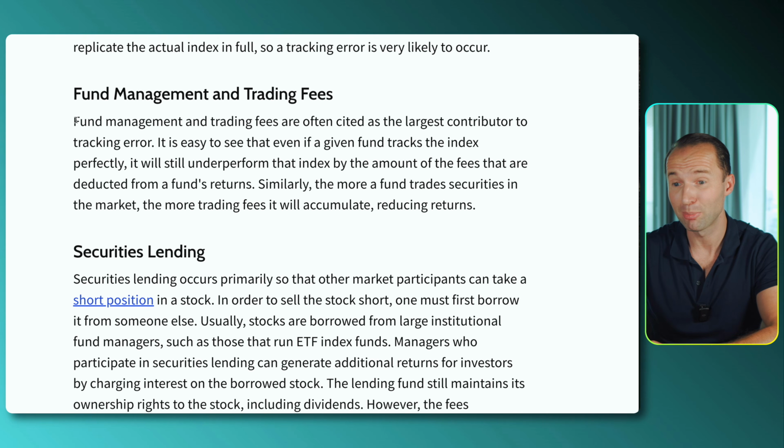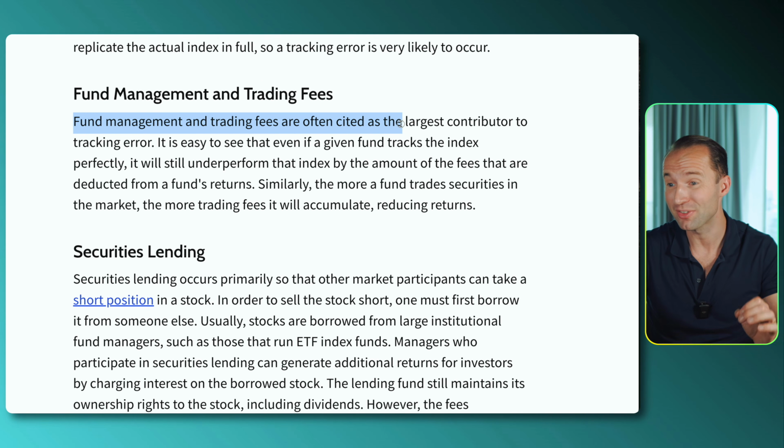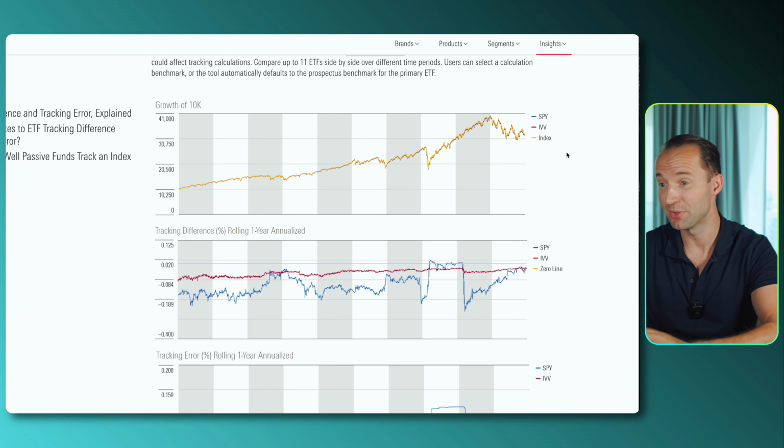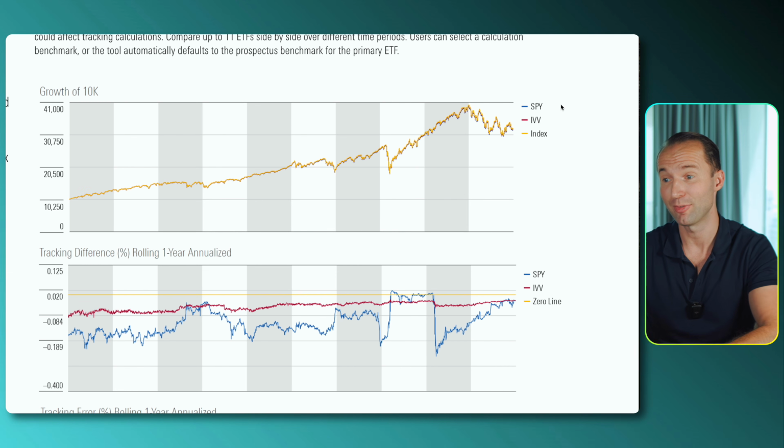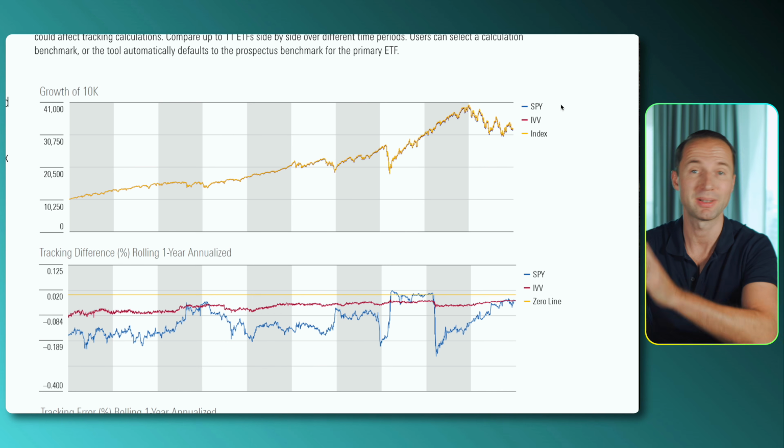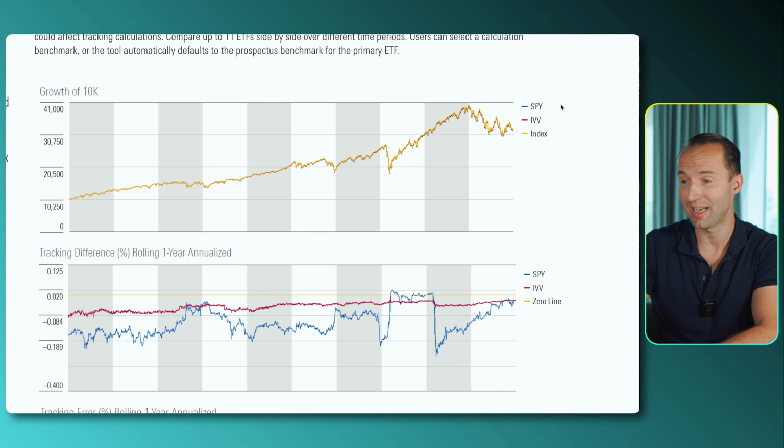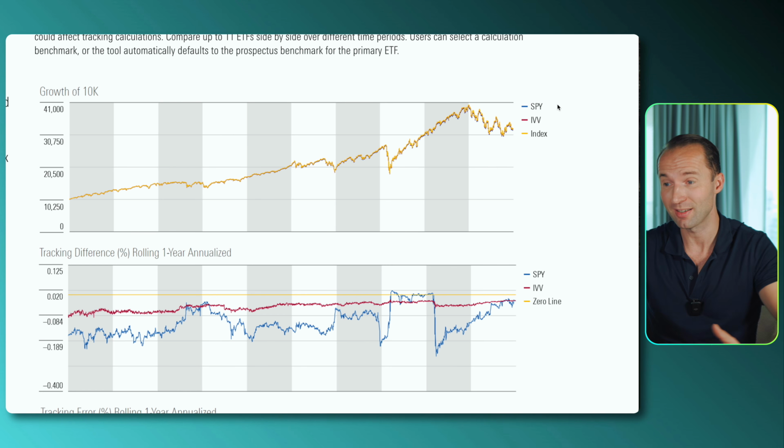And just to reiterate the point, fund management and trading fees are often cited as the largest contributor towards tracking error. And I find this chart quite interesting to visualize it once again. Here you have, for example, different S&P 500 ETFs based in the US. So these are not UCITS ETFs, they're actually based in the US. But yeah, it still visualizes the growth of $10,000 invested over time, what it would lead to. I don't know the time period, it's probably 1 year, I suppose.